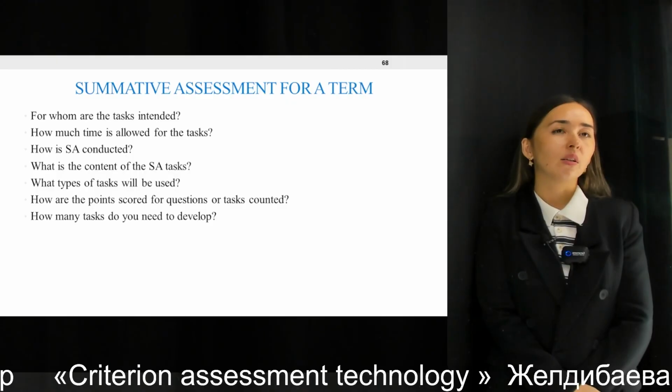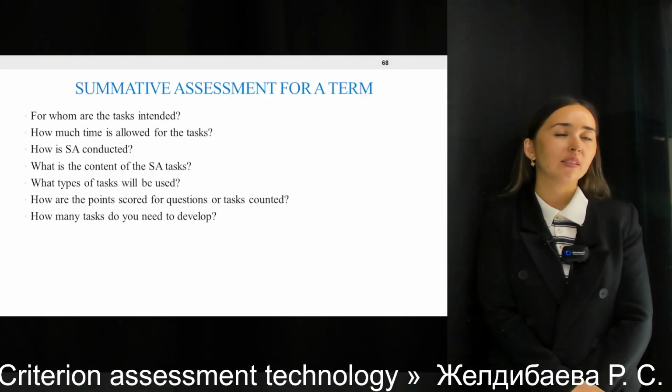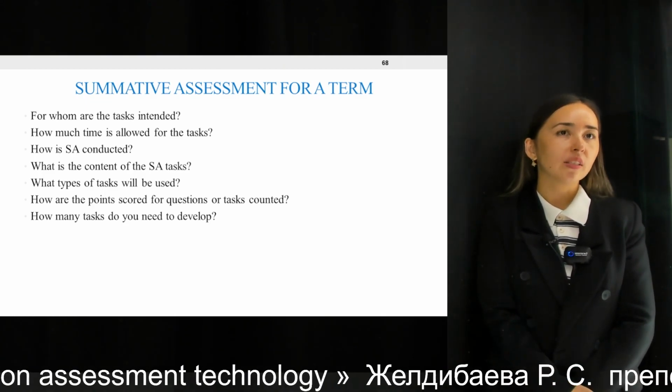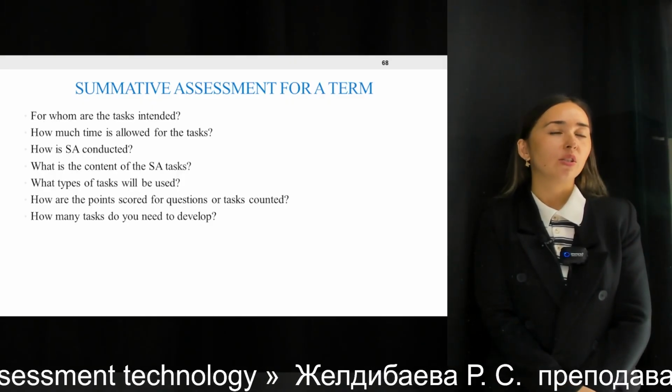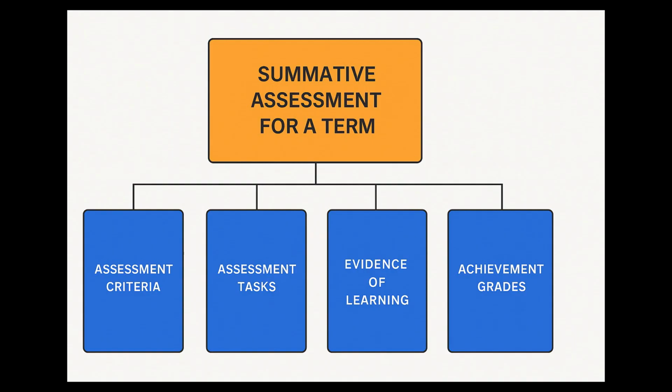So here we have to identify that detailed and very strict criteria should be mentioned. How many tasks do you need to develop? The last question. So summative assessment for a term is an essential part of the educational process designed to evaluate how effectively students have achieved the learning objectives set for a particular period.